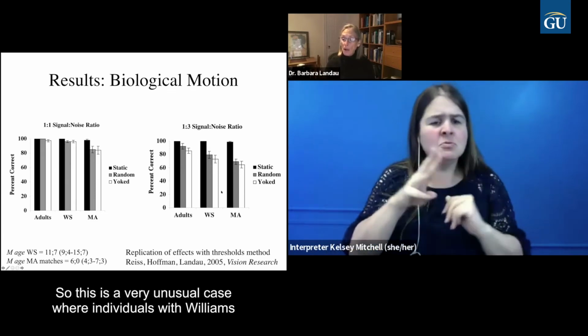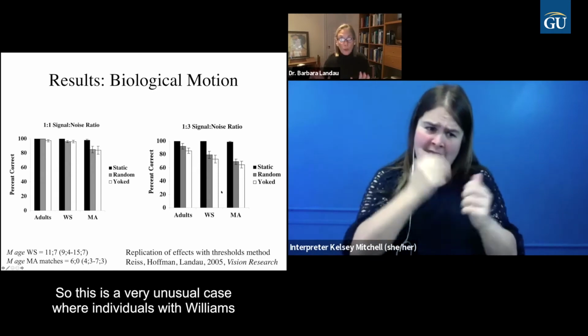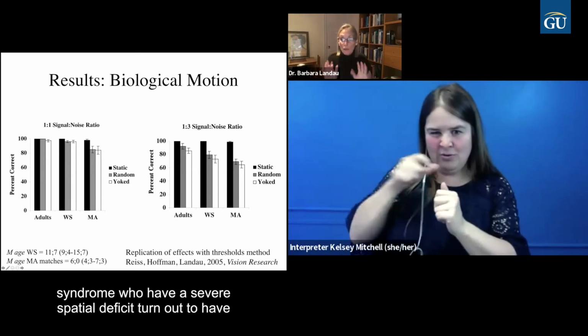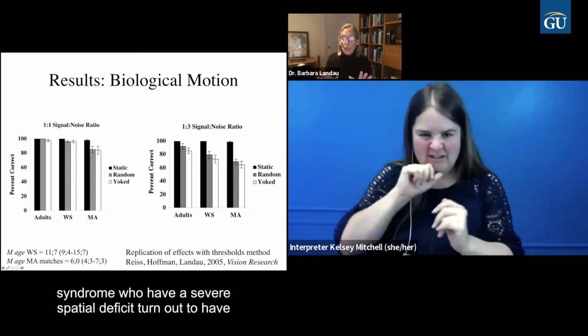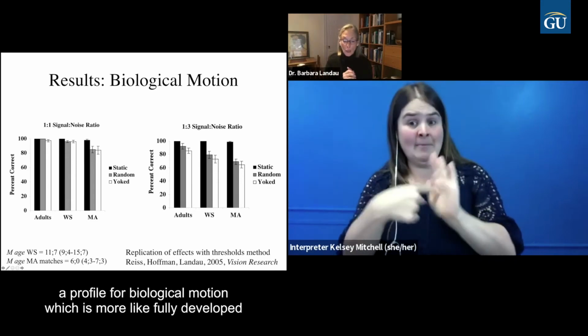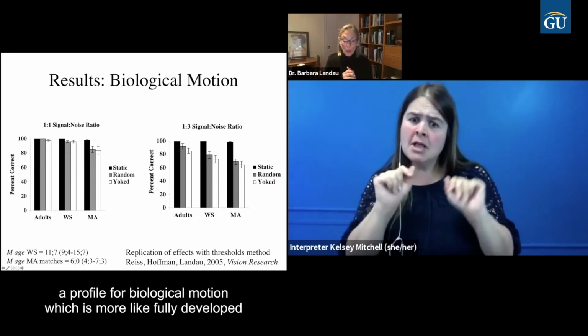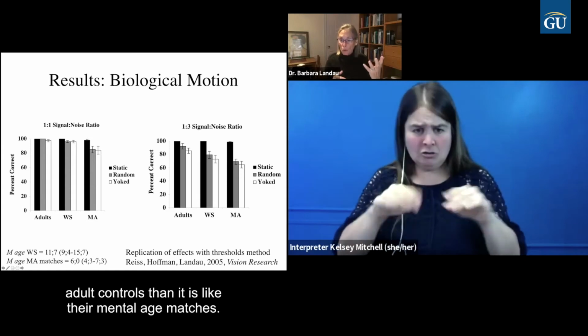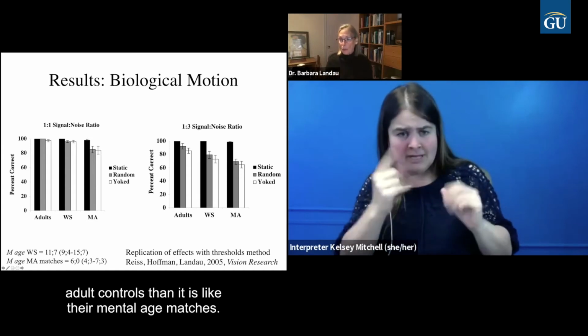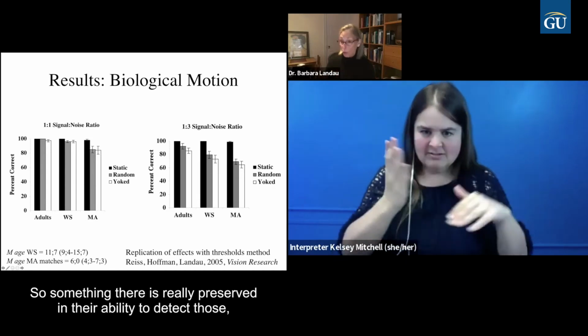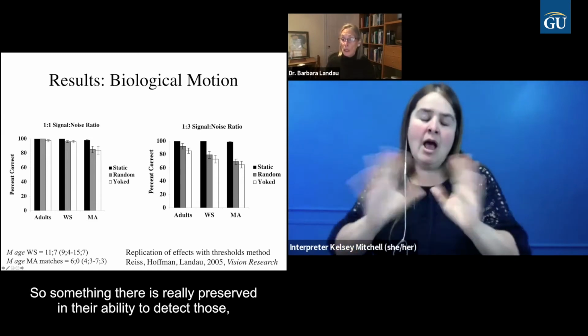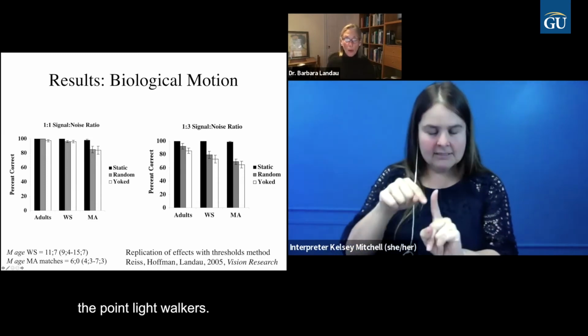So this is a very unusual case where individuals with Williams syndrome who have a severe spatial deficit turn out to have a profile for biological motion which is more like fully developed adult controls than it is like their mental age matches. So something there is really preserved in their ability to detect those point light walkers.